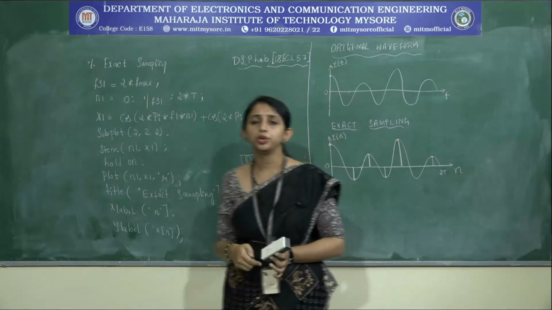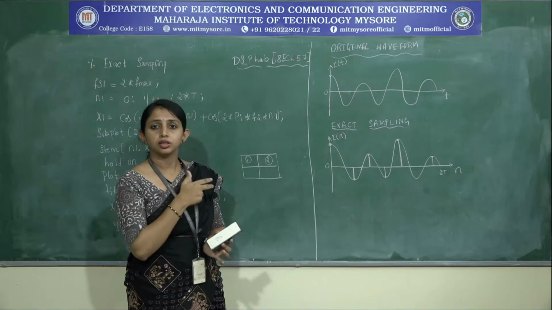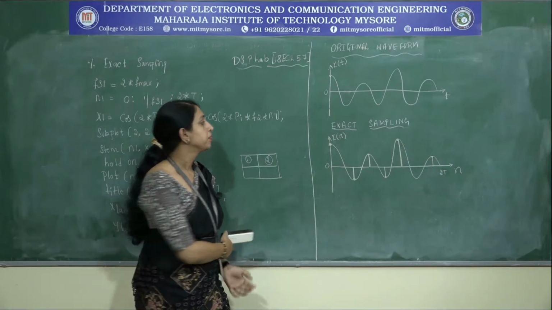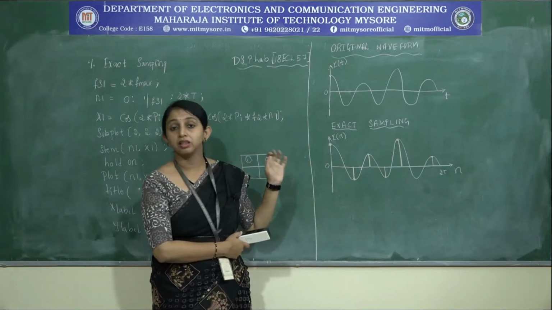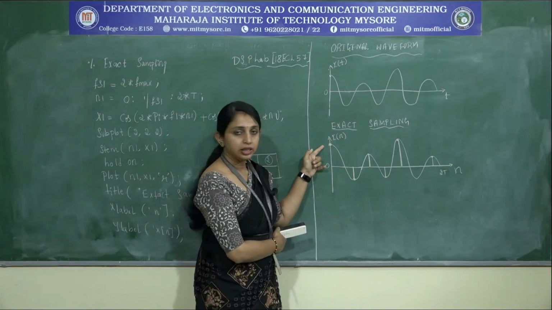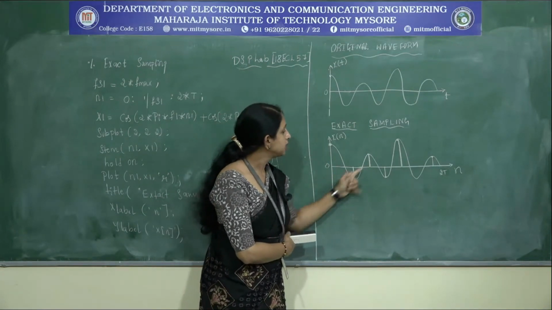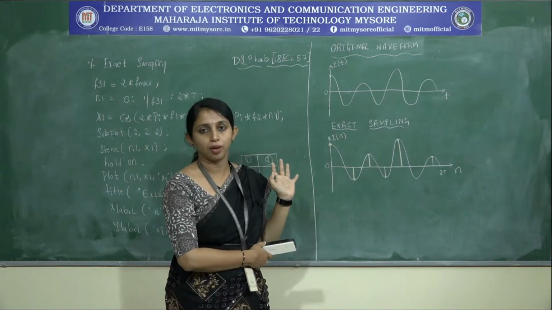Coming to the output of this exact sampling, how we are going to see the waveform with respect to exact sampling. For an exact sampling, you are going to get the samples at the maximum values. See here, in the yellow color, I have indicated all the maximum samples. So that is a discretized value.